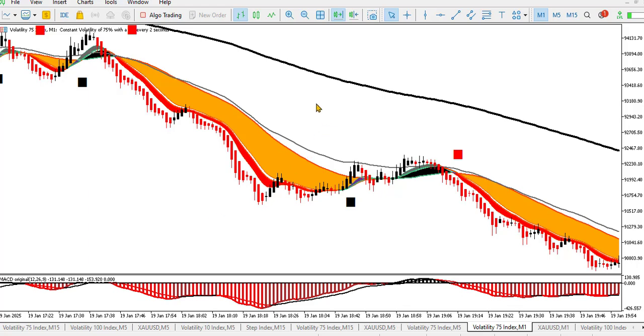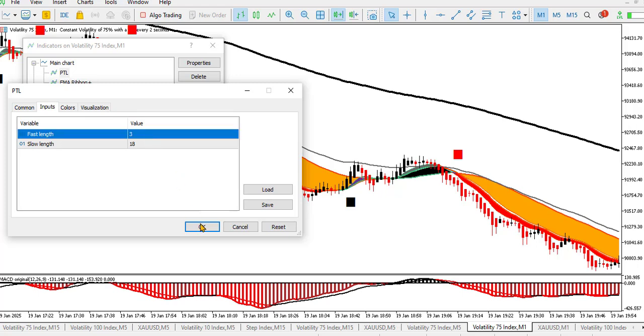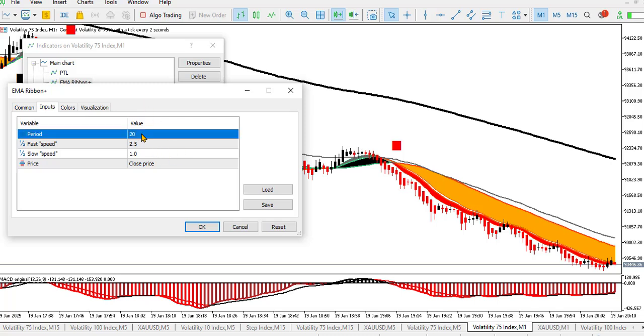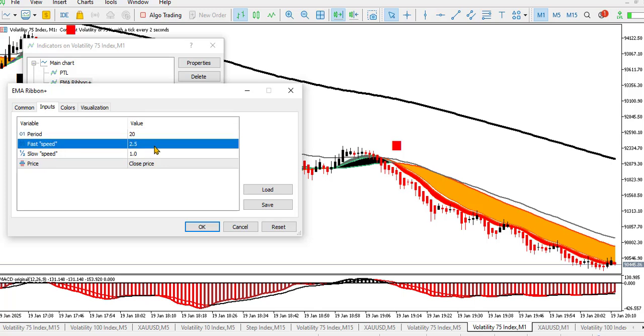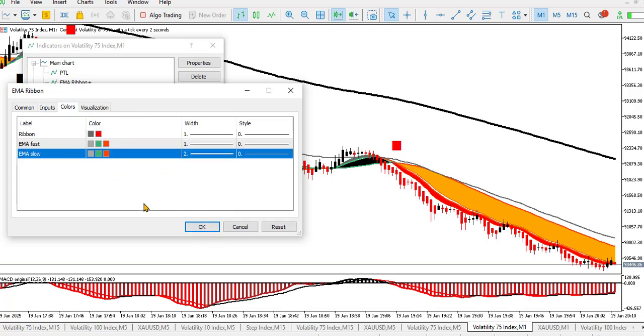Now let me show you the settings for all the indicators I use for this particular strategy. I use a PTL indicator and this is my setting, and the other indicator I use is EMA Reborn Plus, and we have the values. The period is 20, fast speed is 2.5 and the slow speed is 1.0. Price applied to close. And the second EMA Reborn I use is 13. Fast speed is 2.5. Every other thing remains the same. And this is the color that I use for this particular EMA.